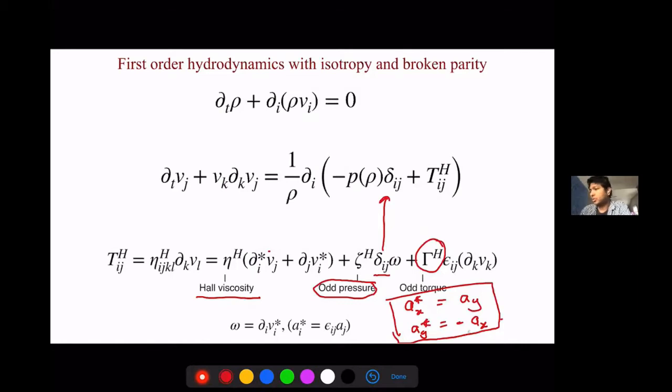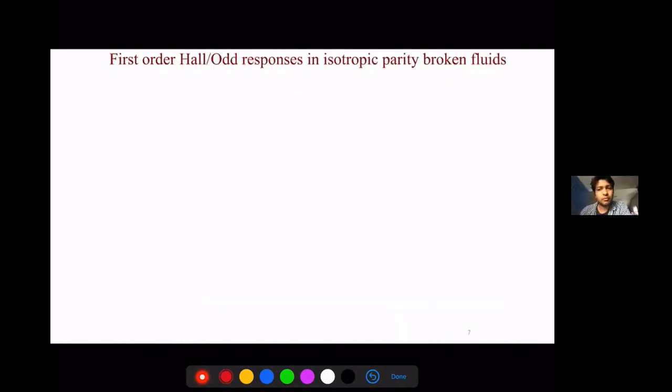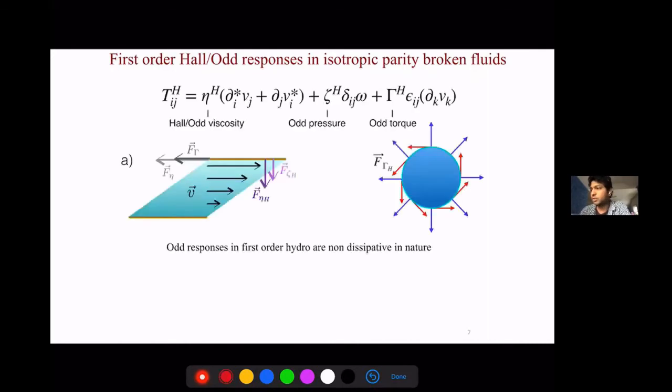So these are the three transport coefficients, and let me give you some physical intuition of what the presence of these coefficients does to my system. As I said, there are three responses: the Hall viscosity, odd pressure, and odd torque. If you focus on this figure, say these are the walls, I place the fluid between these two walls and try to generate a shear flow. If I do a shearing flow, the dissipative coefficients would act opposite to the motion of my shear.